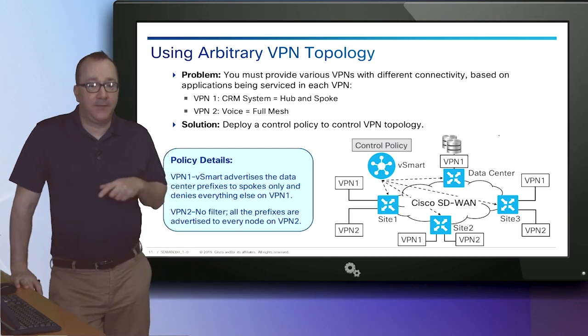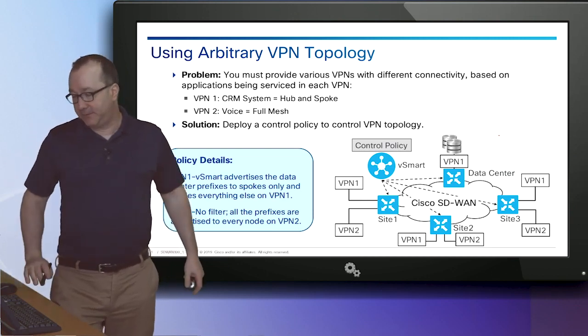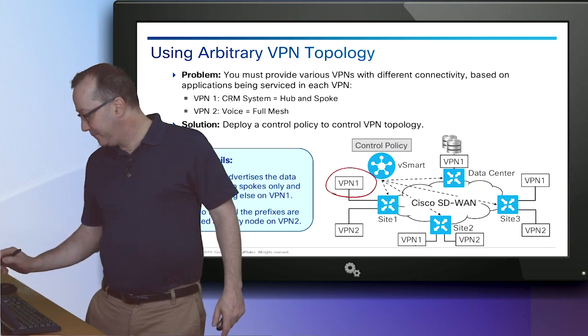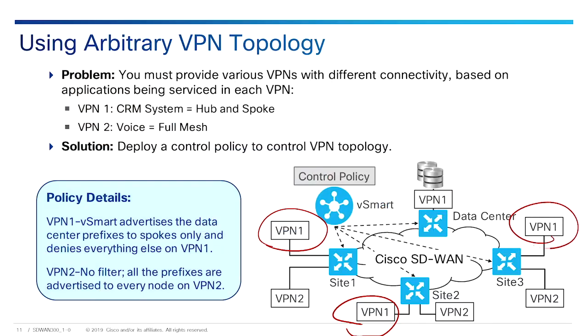So, in the example on this slide, VPN 1 should have a hub and spoke topology. So here's the VPN 1s. All right, so we're going to use a hub and spoke topology for VPN 1. Let me note that up here. Actually, that's right there. Okay. And VPN 2 should have full mesh because VPN 2 is being used for voice. So because voice needs to be full mesh.